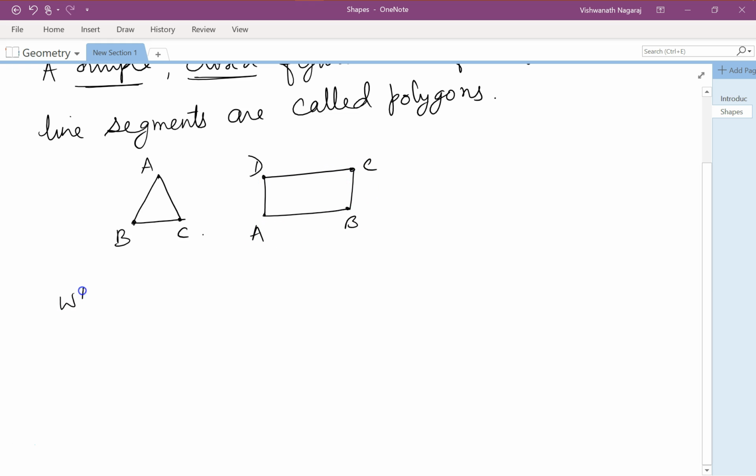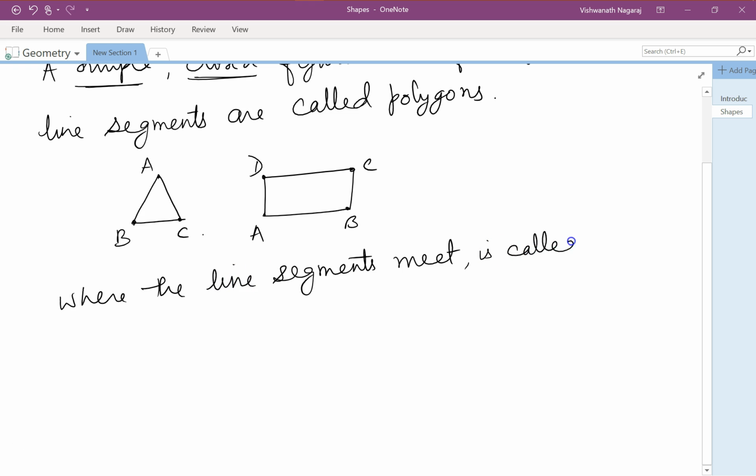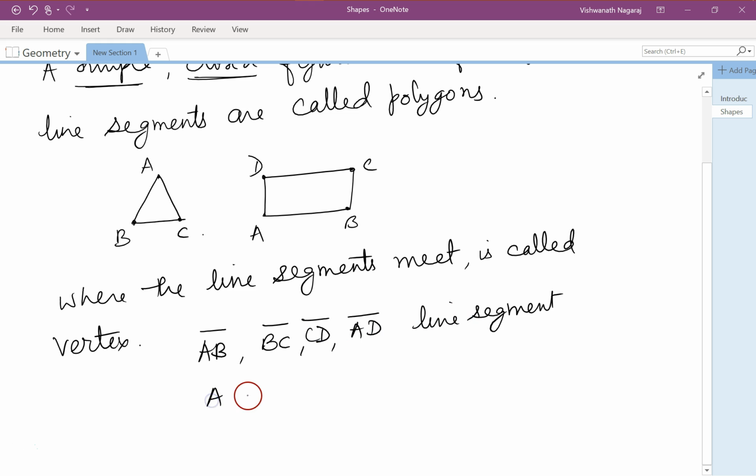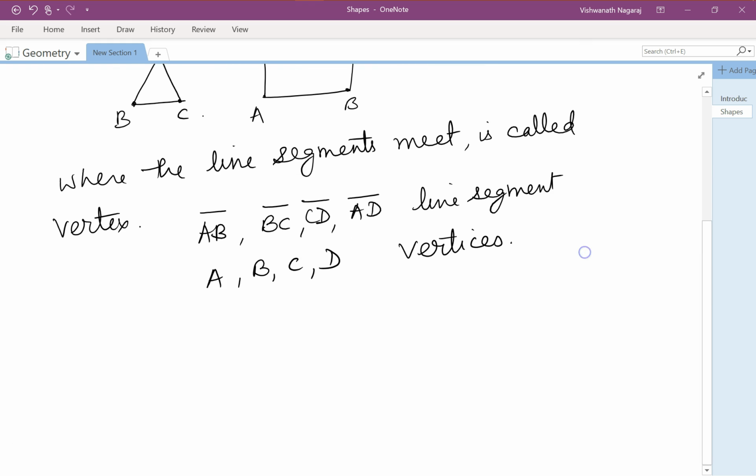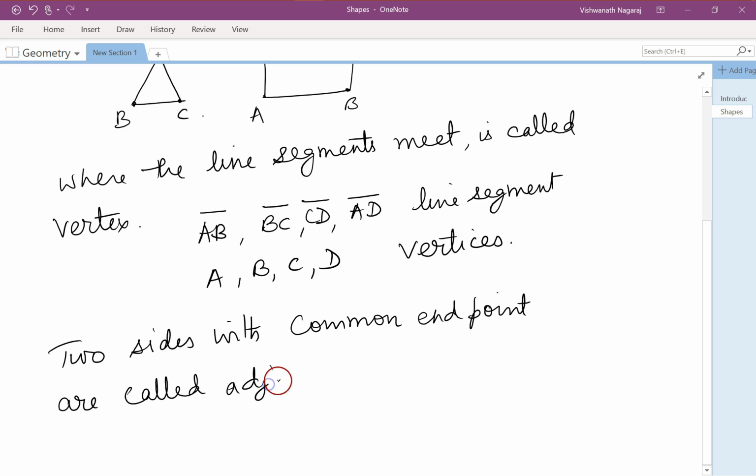Now, where the line segments meet is called a vertex. So, AB is a line segment, BC is a line segment, CD and AD. So, these are the line segments. A, B, C, D. These are the vertices, the plural.